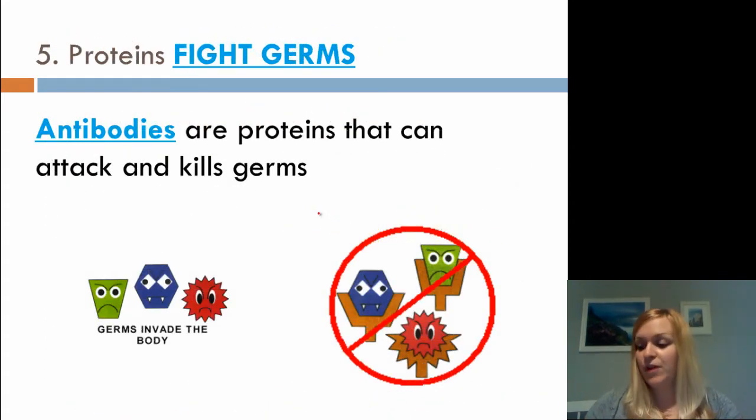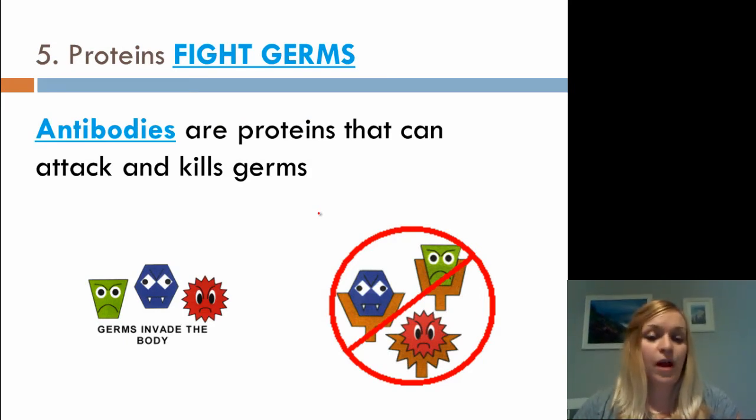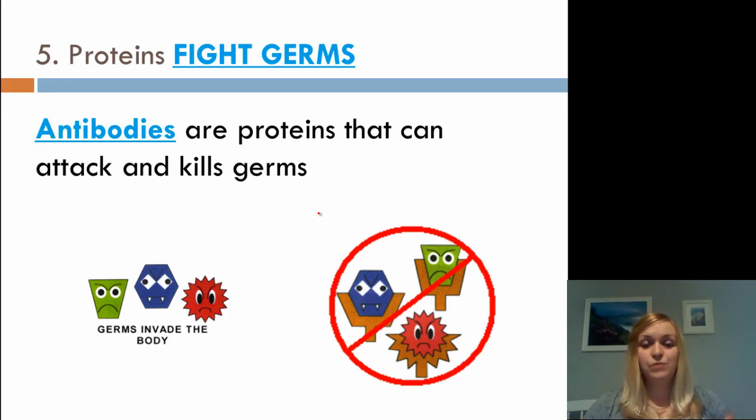Now proteins also fight germs. This is a big one. You need to know what antibodies are, and we're going to talk a lot about antibodies next semester, so this is a little intro. Antibodies are proteins that our bodies produce in response to an exposure to a pathogen. So if we get this year's flu virus, we will produce antibodies that will help to fight that virus if it gets into our bodies a second or third time. Our antibodies will fight that off.